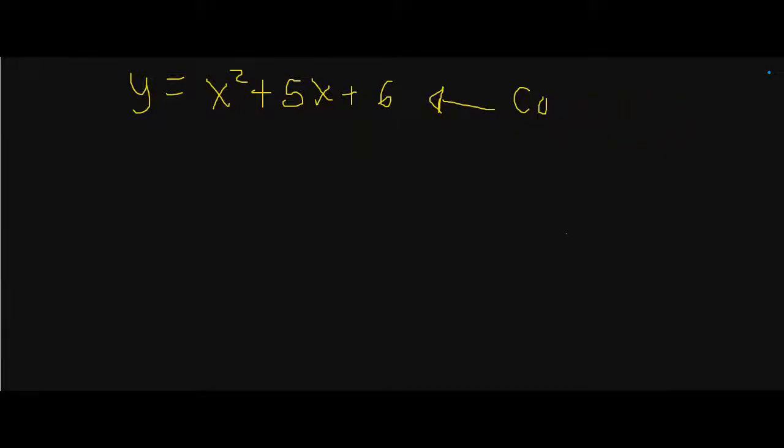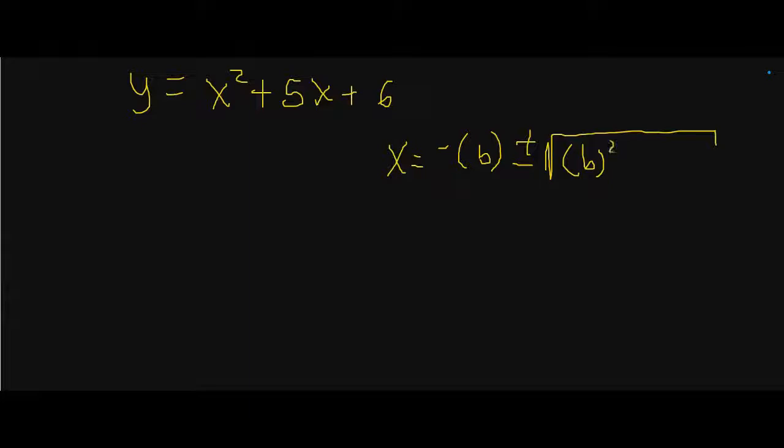But we learned a new formula that allows us to solve for the roots given that it's in general form. x is equal to negative b plus or minus the square root of b squared minus 4 times a times c, all divided by 2a. So that's all we need to solve for an equation like this. So, where does this equation come from?